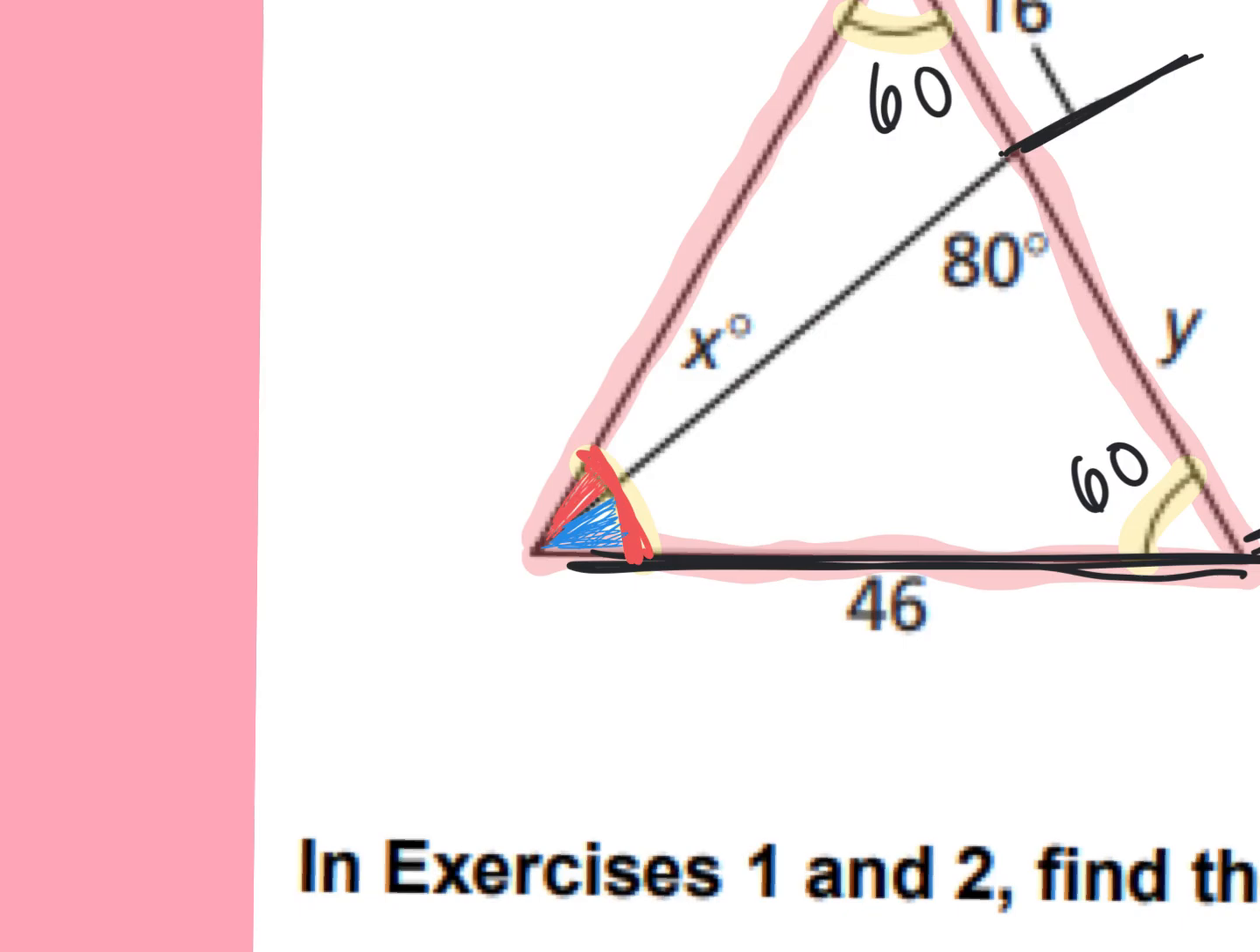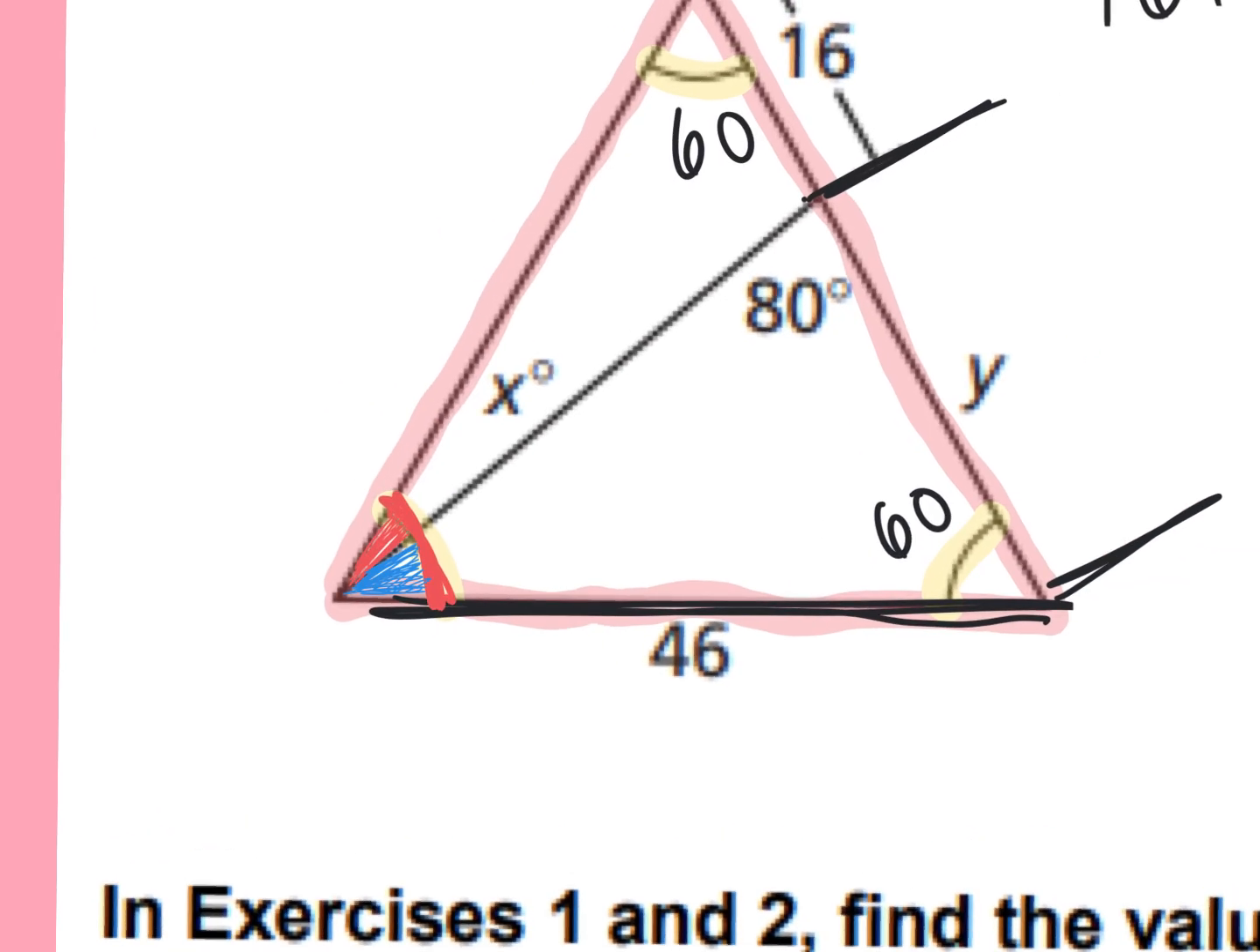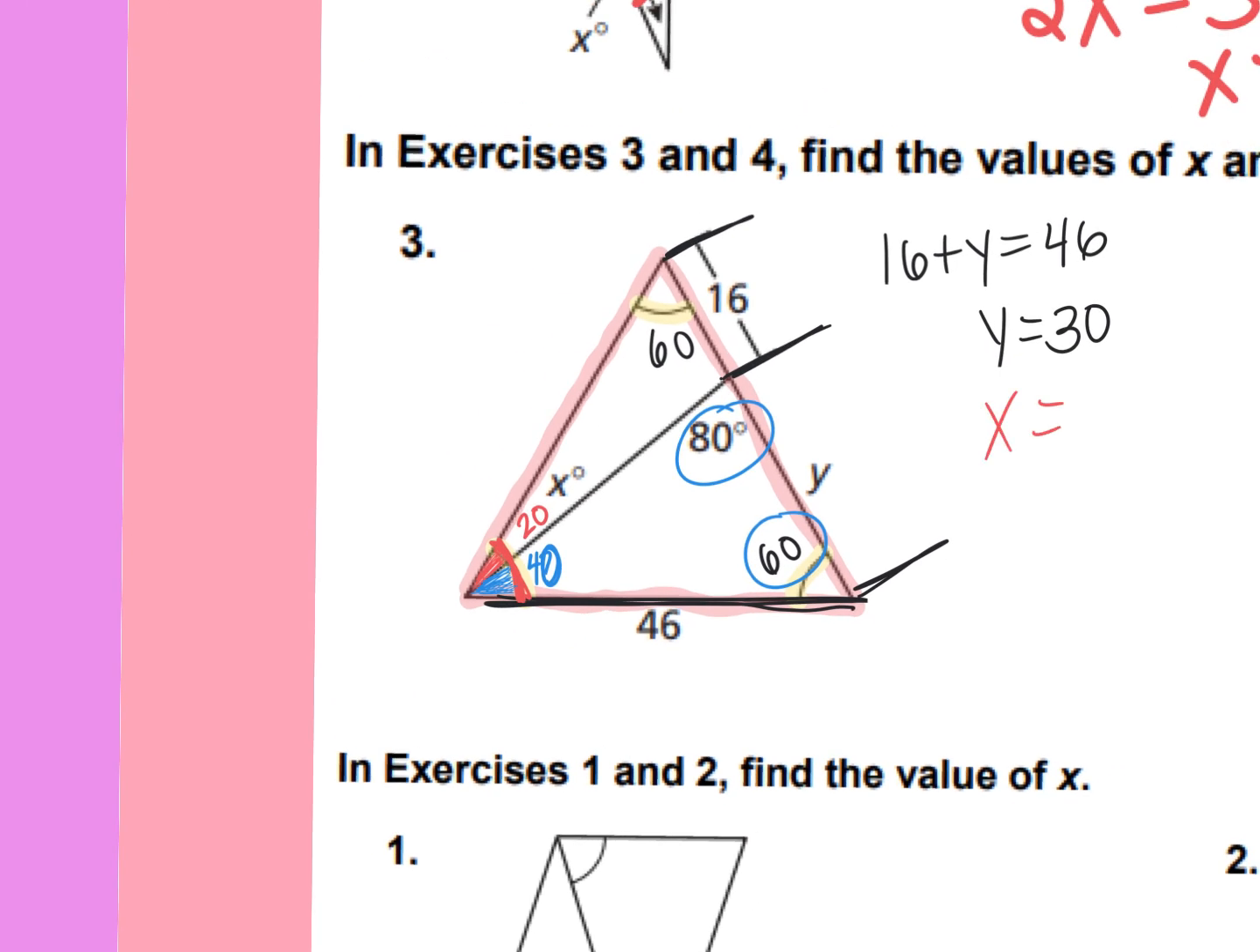So if I want to figure out the one in blue, can I say 80 plus 60 and then subtract it from 180? So 80 plus 60 is going to give me 140. So 180 minus 140, that means that this angle in blue is 40, right? So what is x then? If added together it equals 60, doesn't 40 plus 20 equal 60? So that means that one's 20, which means x is 20.